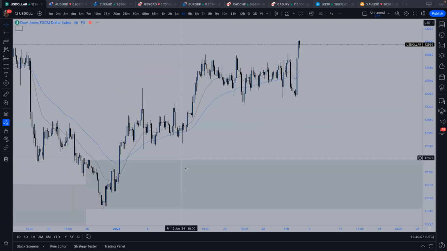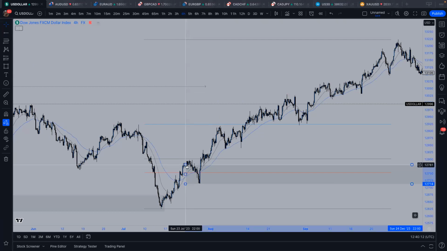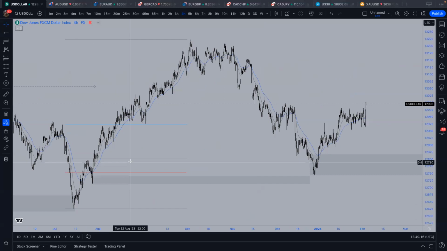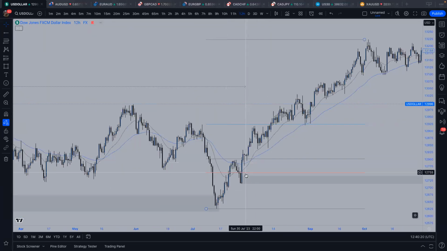So this weekly zone that I had mapped out, this was an area that I was looking at for quite some time, and I'm pretty sure, did we come all the way to this last bit? Okay, we just missed it. So that means we came off this 12-hour. Why? Because after we mitigated from here, everything had been filled and tested. We had this small imbalance that was filled, and then we had this demand zone that was mitigated.